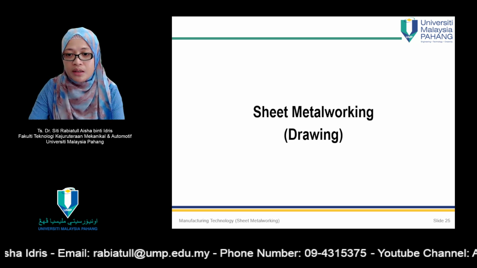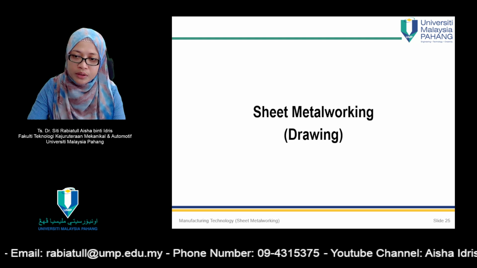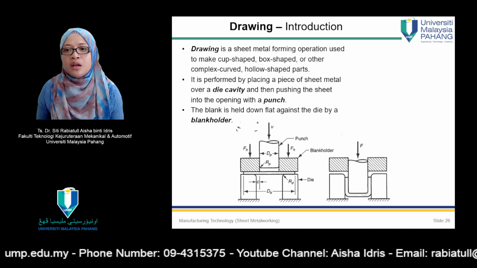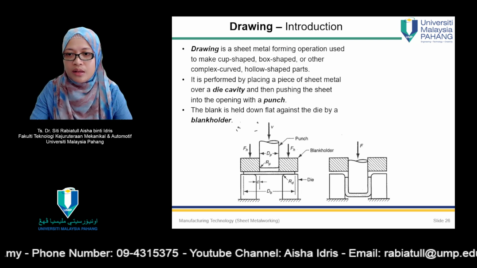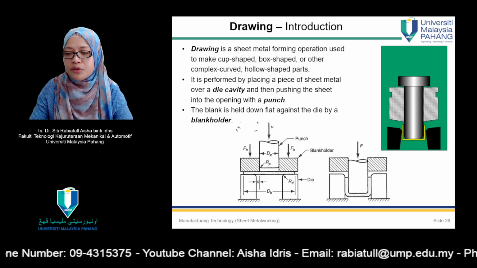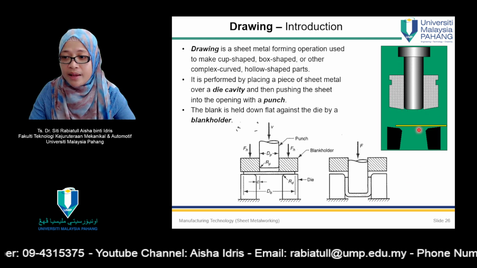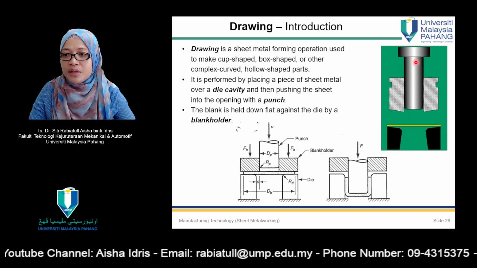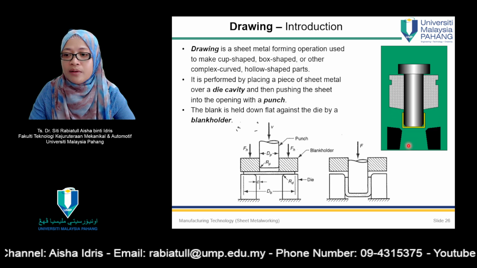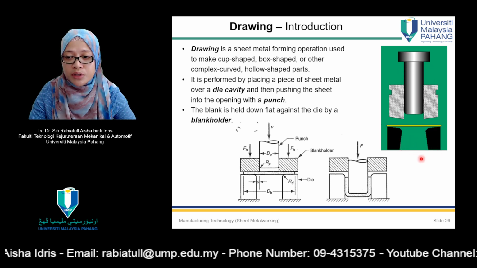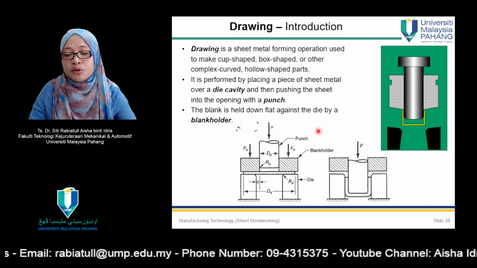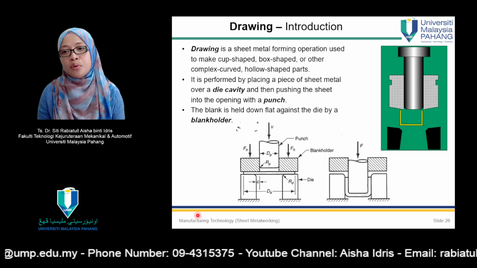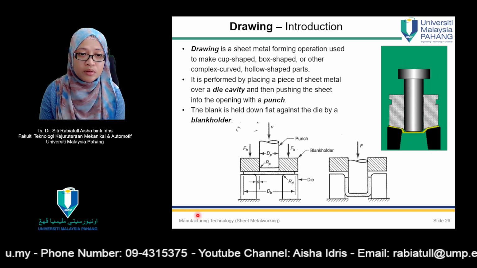Number three of the sheet metal working processes is drawing. Let's look at the illustration over here. You have a blank, then this is the punch, and this one is the die. You start giving a force to the blank and finally form a desired shape following the shape of the die. So basically, drawing is used to produce a cup or box or other types of hollow shape products.